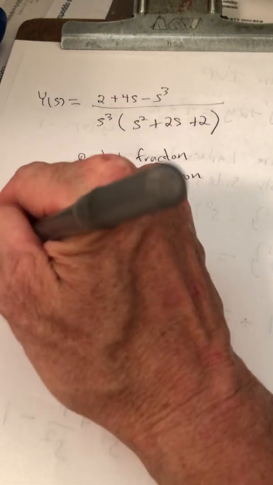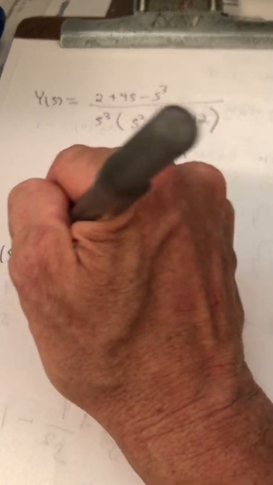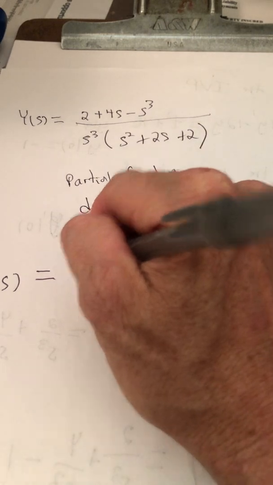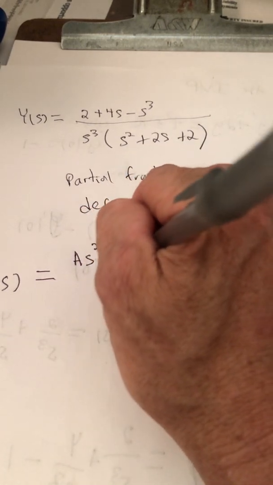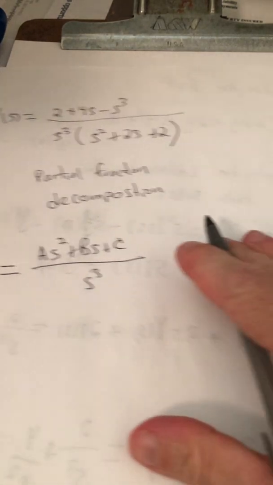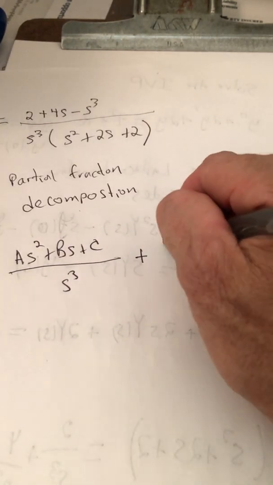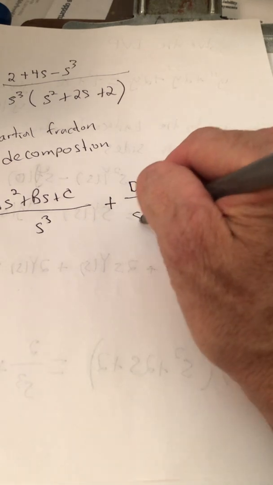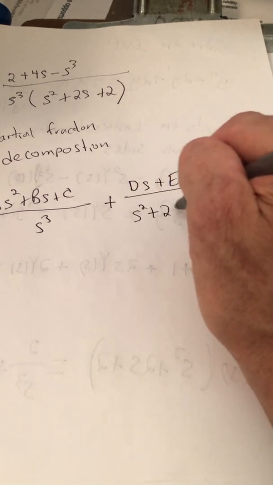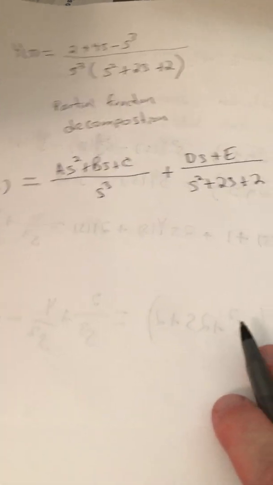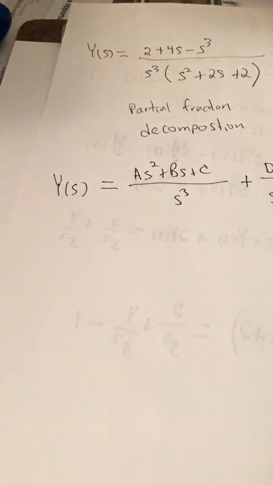The decomposition is as follows. Big Y of s equals As squared plus Bs plus C over s cubed plus Ds plus E all over s squared plus 2s plus 2. So this is the partial fraction decomposition for the inverse Laplace transform.